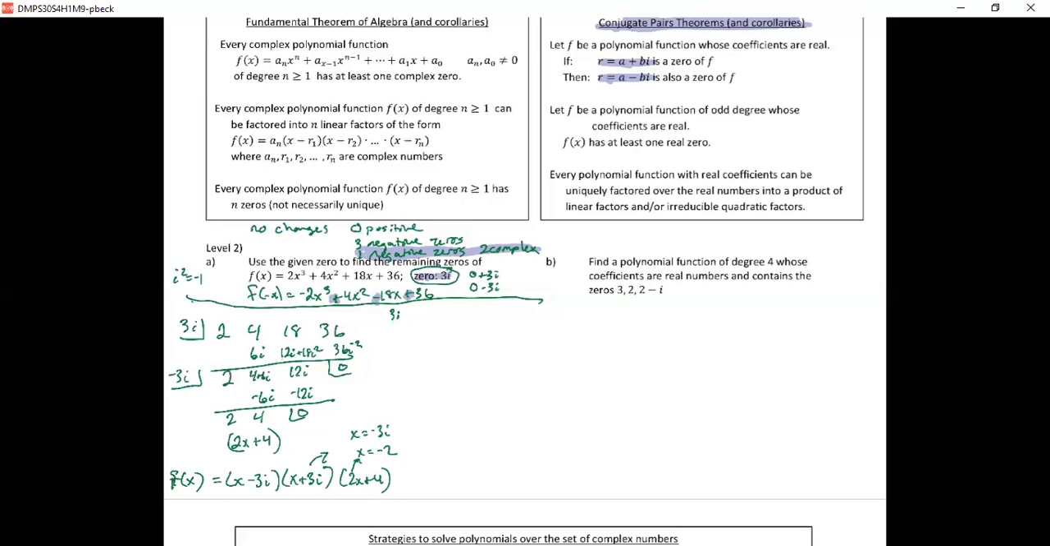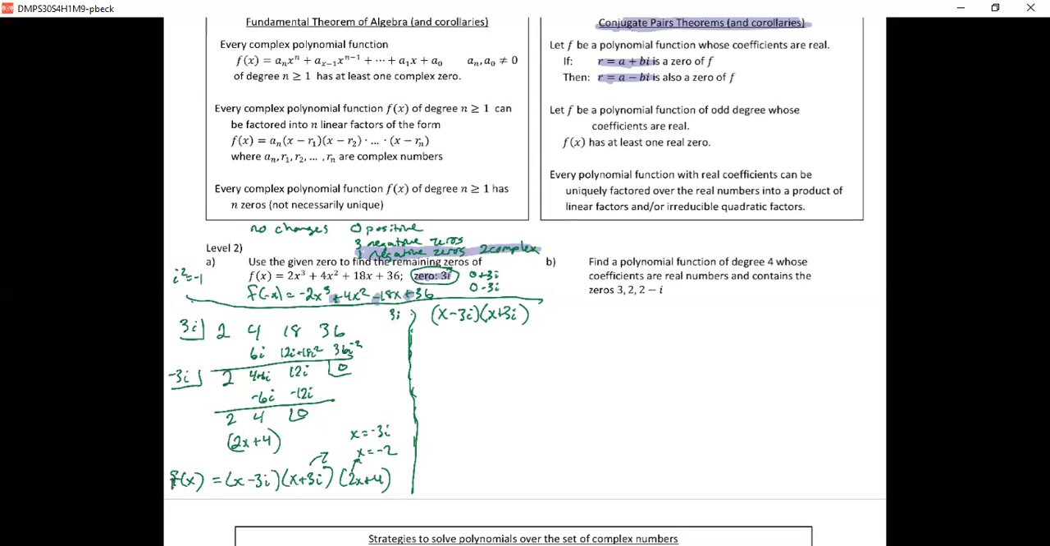So, what's the other approach to doing this problem? Because I know a lot of people don't necessarily like doing that computation. You can't say that I'm always the biggest fan of it, but it works. It's really the same kind of logic we used before. I know 3i is a 0, which means x minus 3i is a factor. So x plus 3i also has to be a factor, and that's because those two conjugates work together.